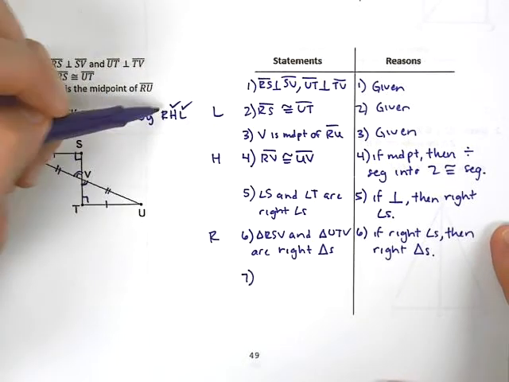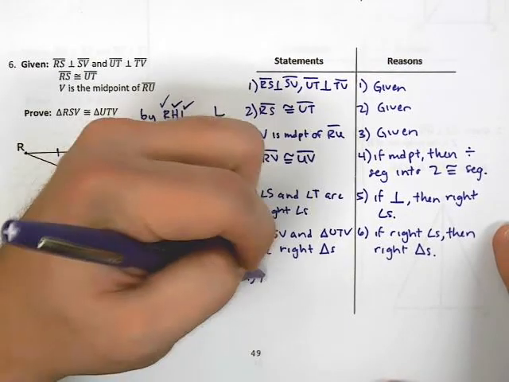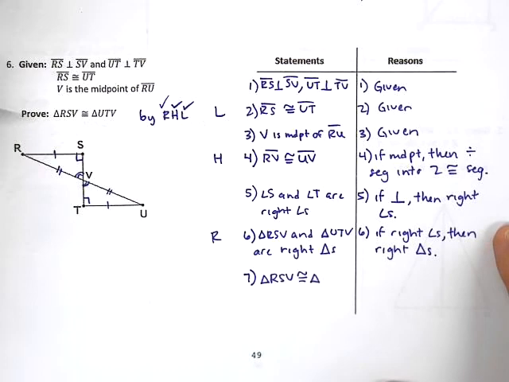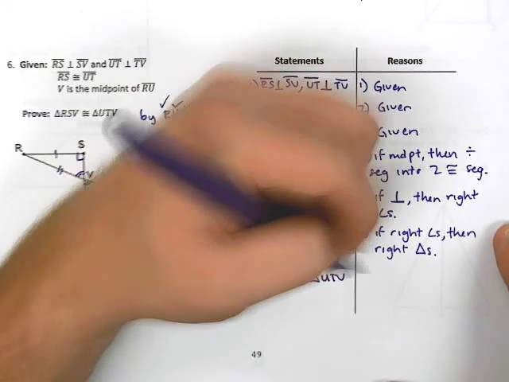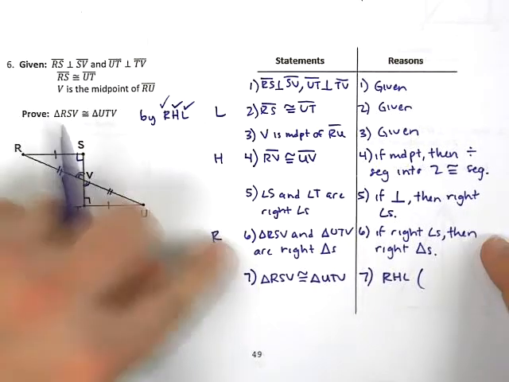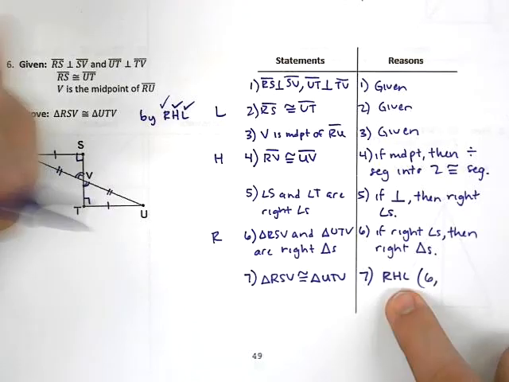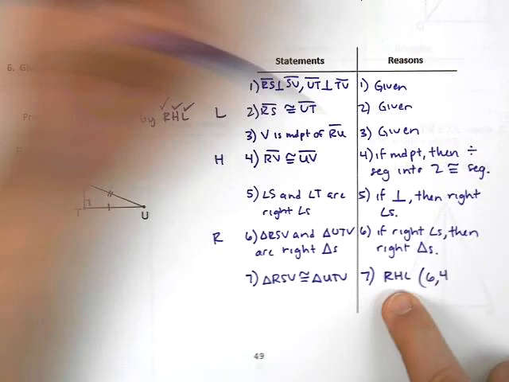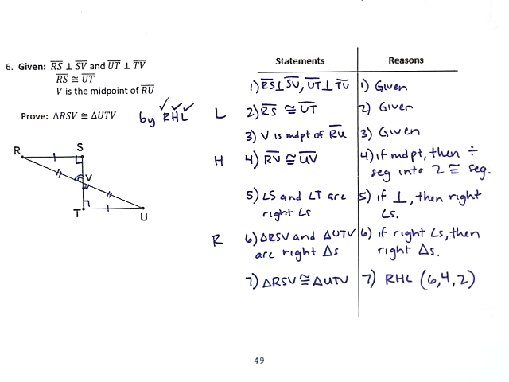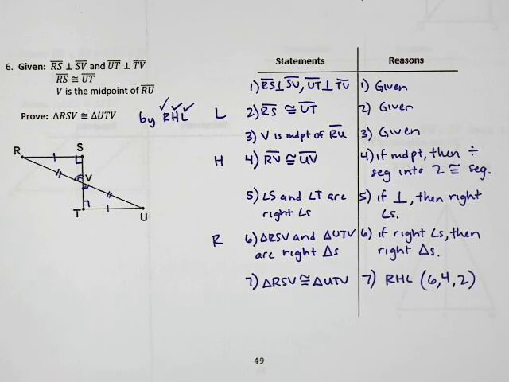and because I have RHL all done, I can go right to my prove. RSV is congruent to UTV, and we know because of RHL. We used line 6 for R, we used line 4 for H, and we used line 2 for L. So there you have it. There are some RHL postulate or theorem proofs.